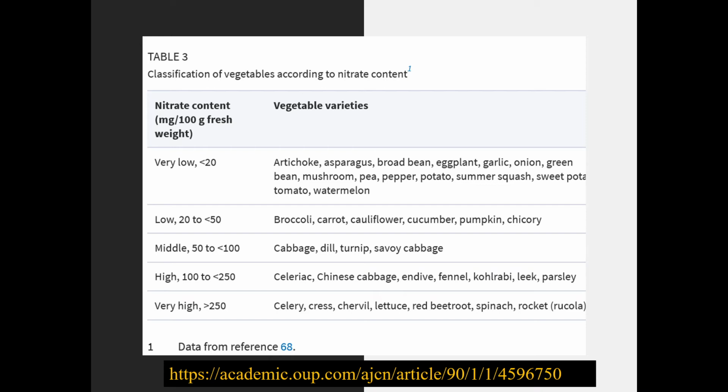Talking about nitrates, right? If you want to consume a high amount of foods that are able to work on your nitric oxide, which is a gas in your body that helps with the vasodilation, eat a lot of the very high nitrate content foods: celery, cress, chervil, lettuce, red beetroot, spinach, rocket, rucola. These are all good things. All of these here are good. Some just have less than others. Some have more than others. Cabbage is really known to be very high, and fennel as well, endive, leeks, parsley. And what are all of these? What's one common thing they all have in common?